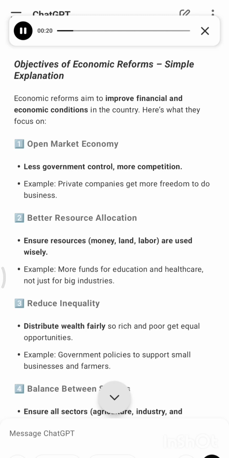2. Better resource allocation. Ensure resources, money, land, labor, are used wisely. Example, more funds for education and healthcare, not just for big industries. 3. Reduce inequality. Distribute wealth fairly so rich and poor get equal opportunities. Example, government policies to support small businesses and farmers.